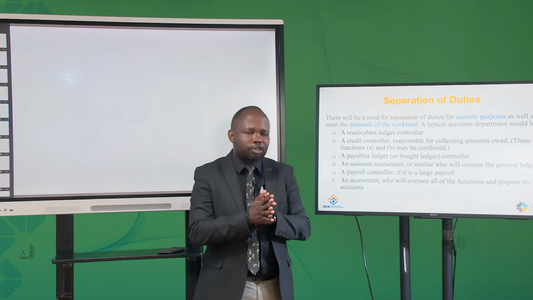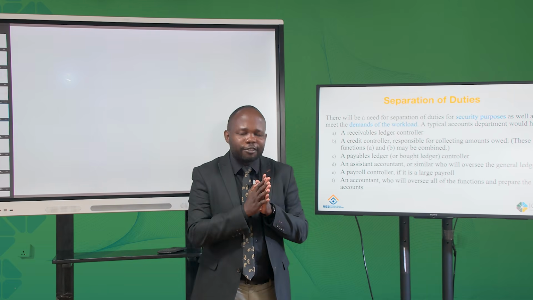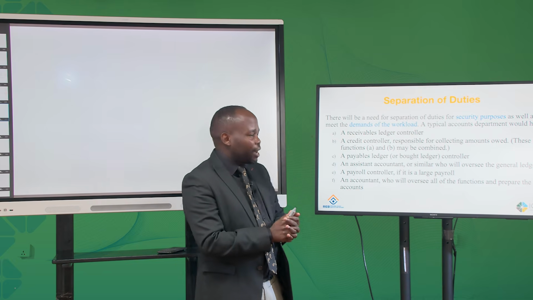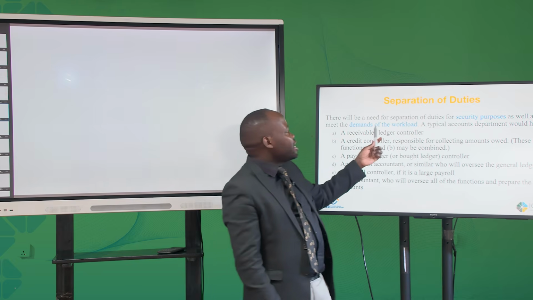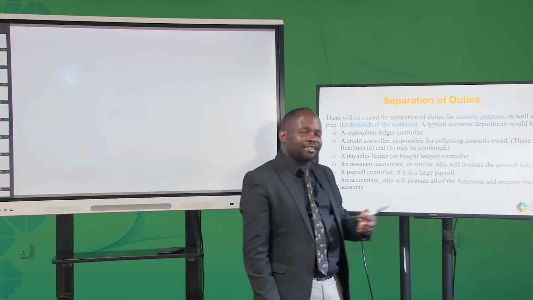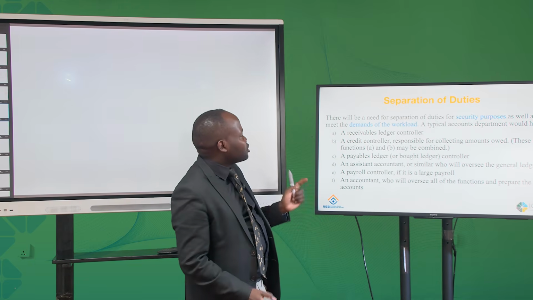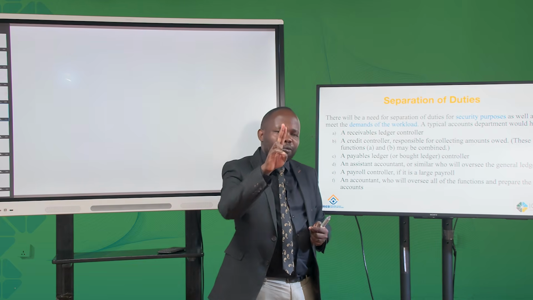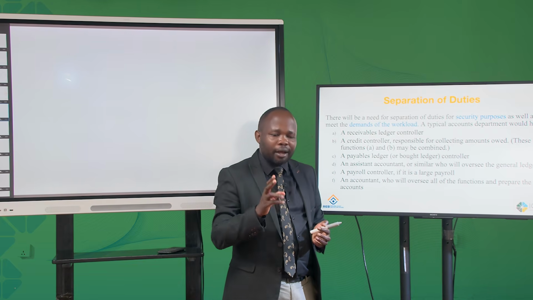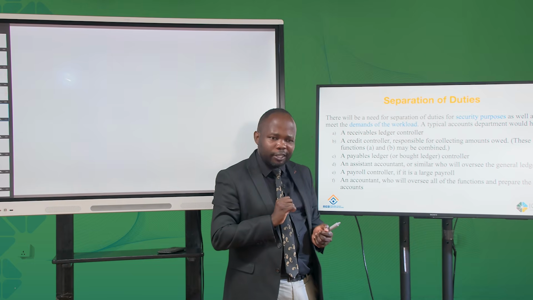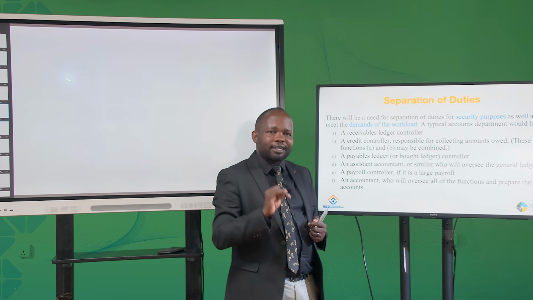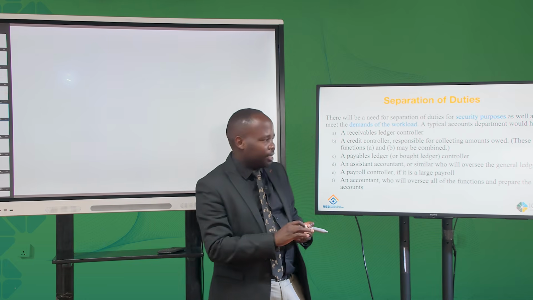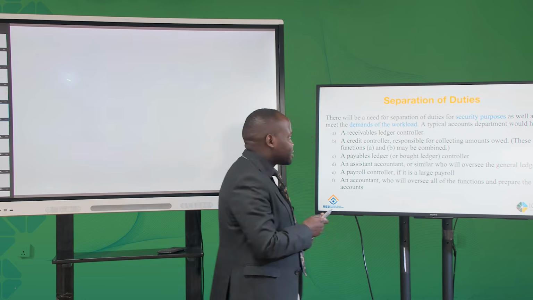We have also stressed when we started the importance of segregation of duties. Normally we separate duties. So there will be a need of separation of duties as a security measure, as well as to meet the demands of workload. So there are two main reasons for segregation of duties. Number one, to reduce workload of an individual. And number two, as a security measure to ensure not one person does everything. There can be fraud if one person does everything.